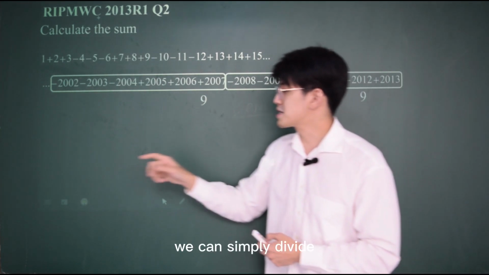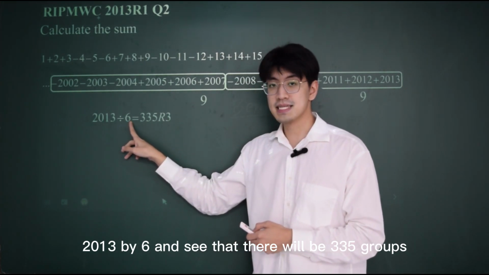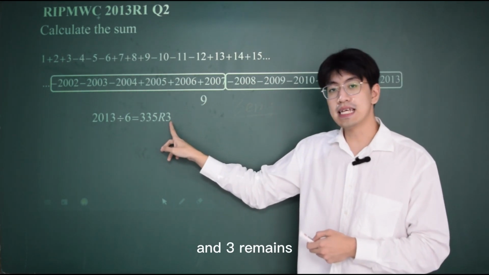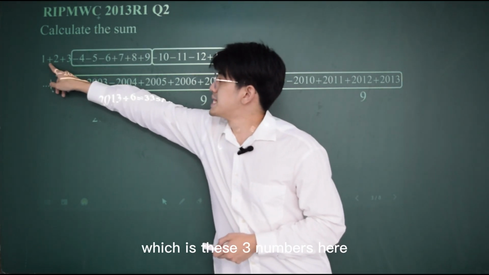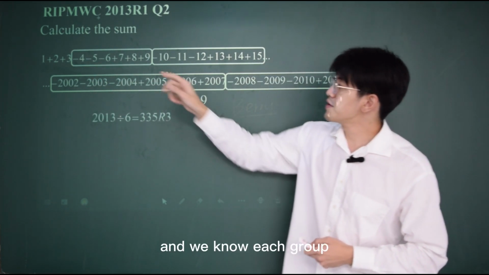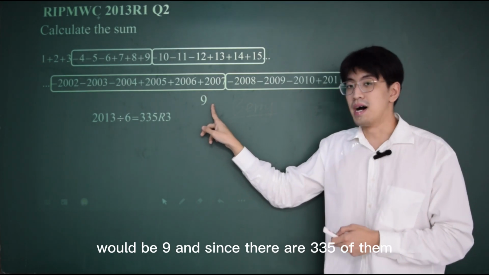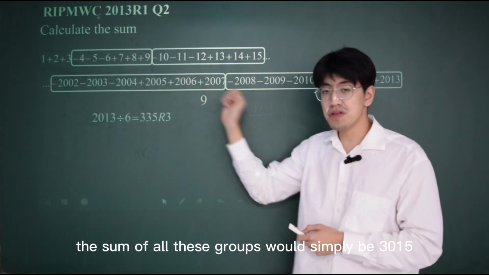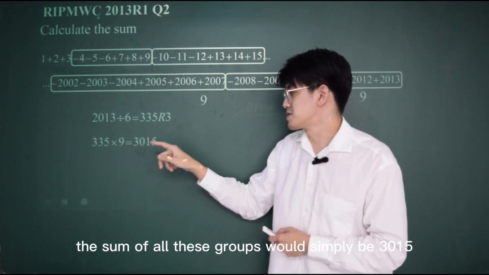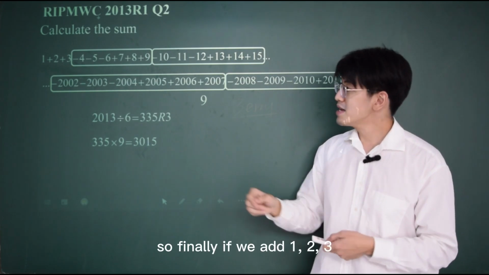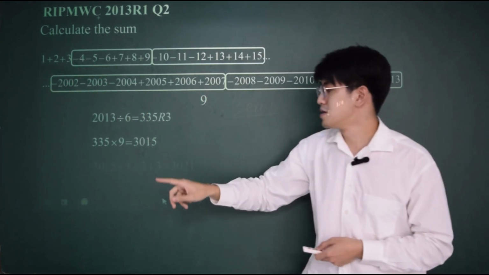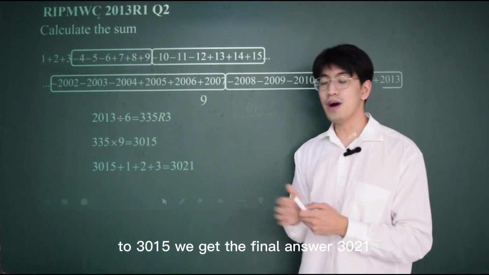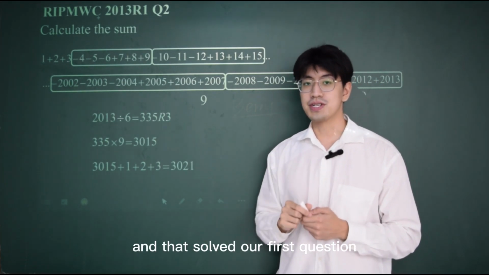We can simply divide 2013 by 6 and see that there will be 335 groups and 3 remain, which are these 3 numbers here. And we know each group will be 9, and since there are 335 of them, the sum of all these groups would simply be 3015. So finally, if we add 1, 2, 3 to 3015, we get the final answer, 3021. And that solved our first question.